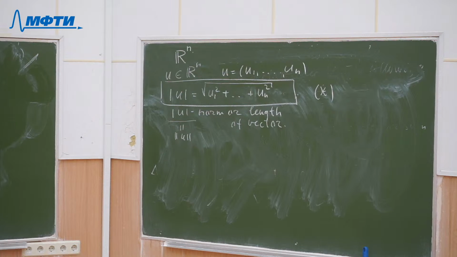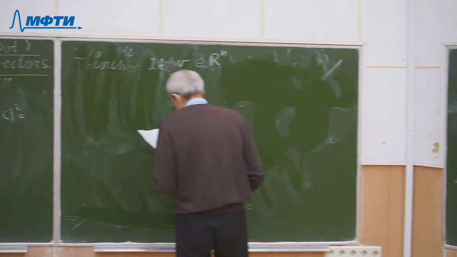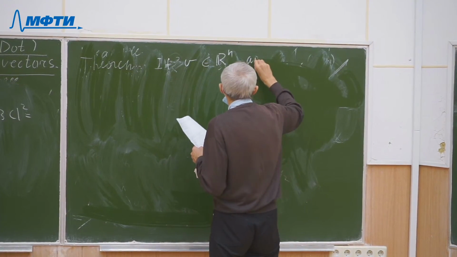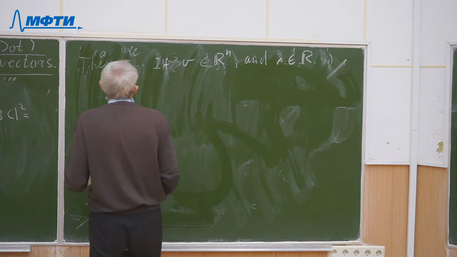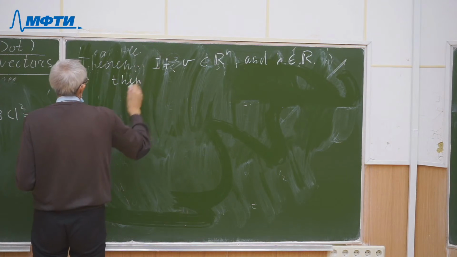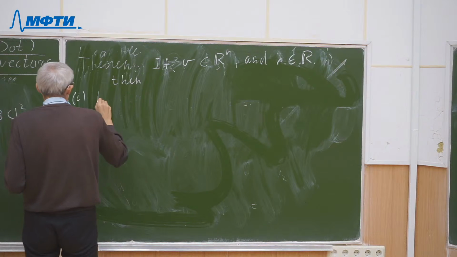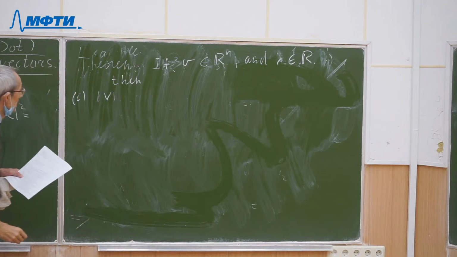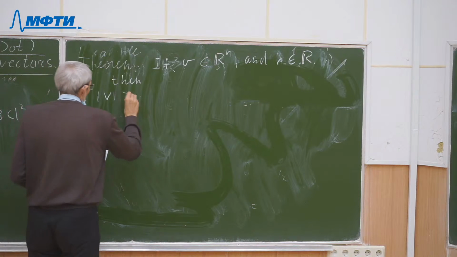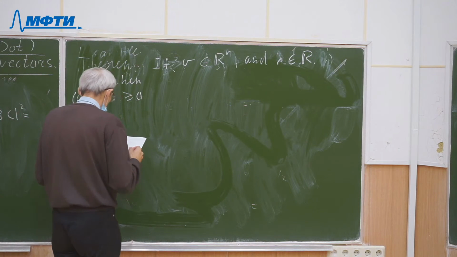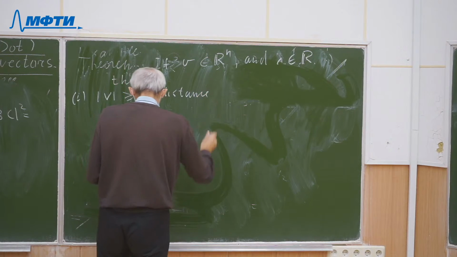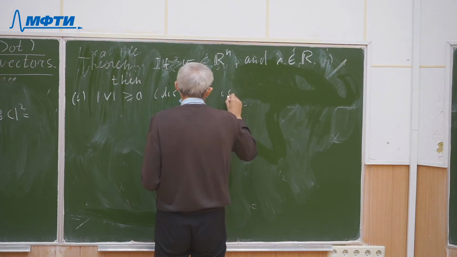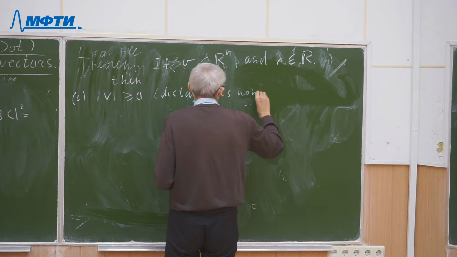If v is a vector in Rn, and lambda is some scalar, then first, the length of v is greater than or equal to 0. Distance is non-negative.